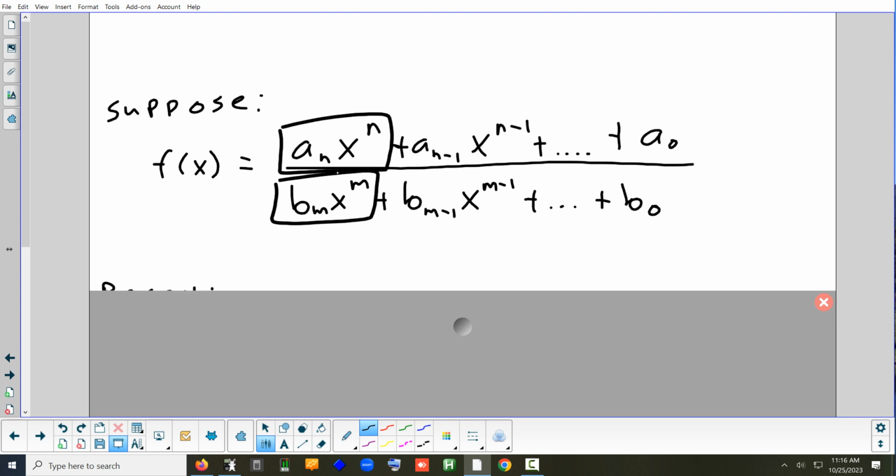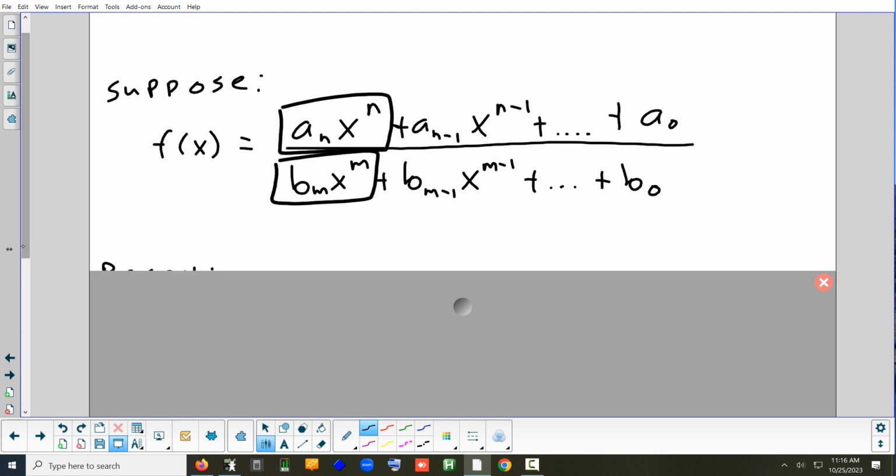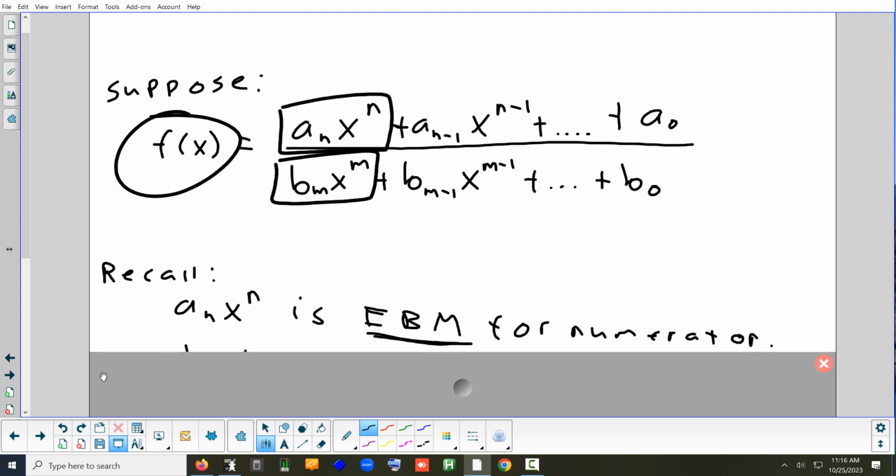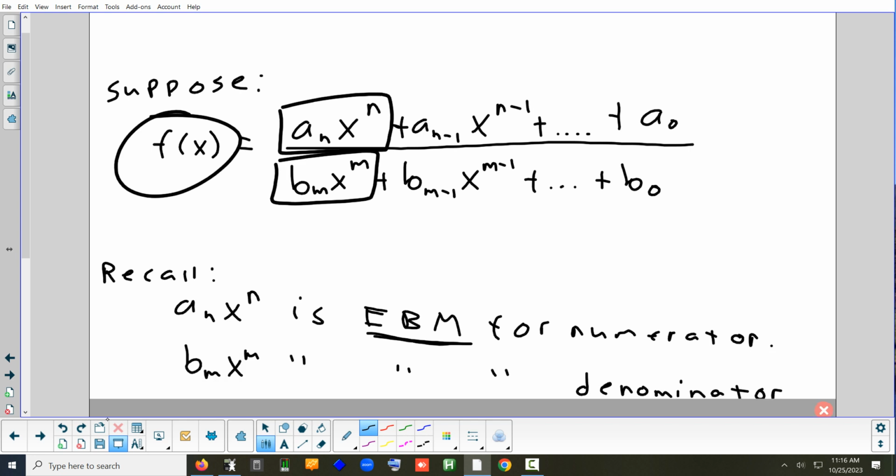So this term, the first term, is the end behavior model for the top. The second box I did is the end behavior model for the bottom. If you take the two and divide them, you get the end behavior model for the whole thing. So just a reminder, that term is the EBM for the top. That's the EBM for the bottom.